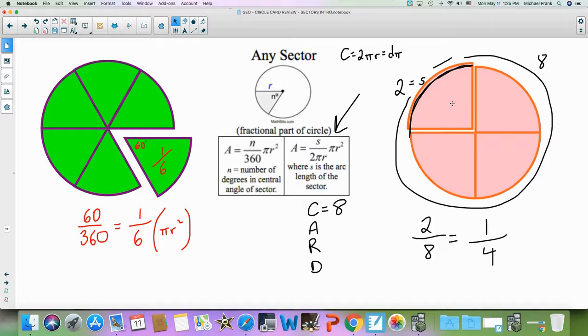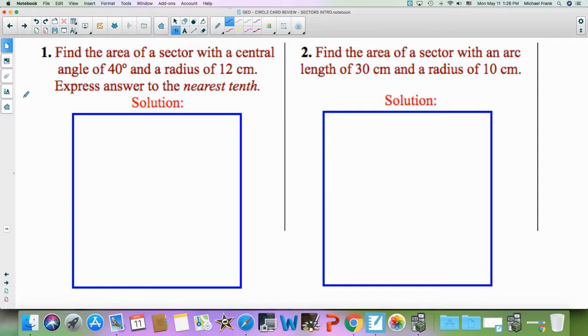If I pull that out, you can see clearly that's 1/4 of the whole circle. And then we would use that fraction the same way we use the other one. We'd multiply that by pi r squared to get the area of that sector. So here on the left, we're using the central angle out of 360 in this formula. And in this formula, we're using a part of the arc over the whole circumference to find the fraction of the whole circle. All right, so let's look at an example of each, okay?